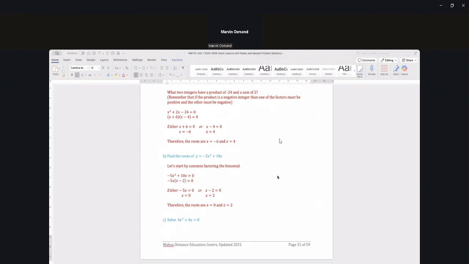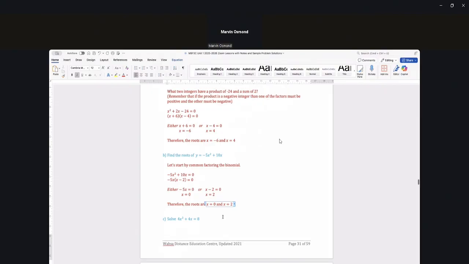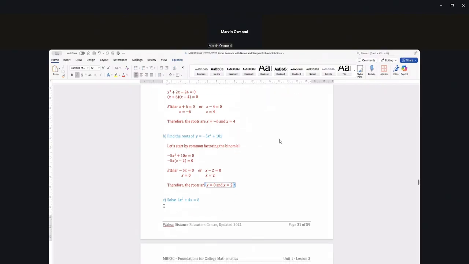So by looking at it, we can figure out the x-intercepts. Now, we know this graph opens downward as well, because the number in front of the x squared term is negative. So that's how we determine the roots. Now let's try one that's a little bit different still.